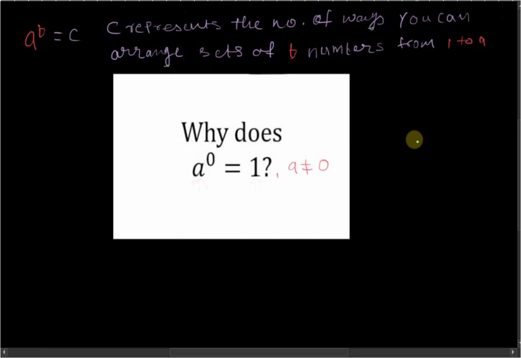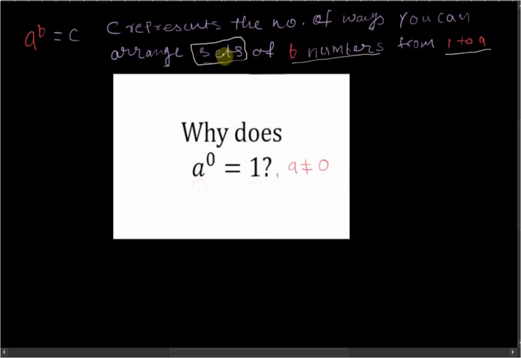So the best way to think about powers like a to the power b, or a raised to the power b is equal to c. This answer basically represents the number of ways you can arrange sets of b numbers from 1 to a, the collection. So c represents the number of ways you have to arrange sets of b numbers from 1 to a.